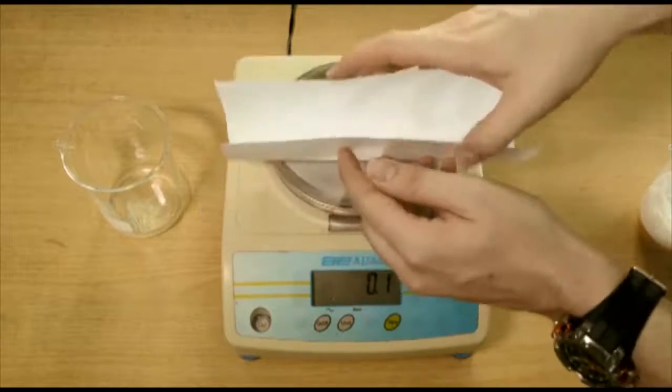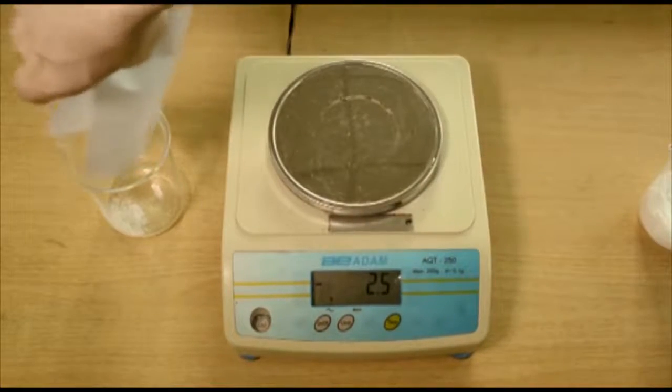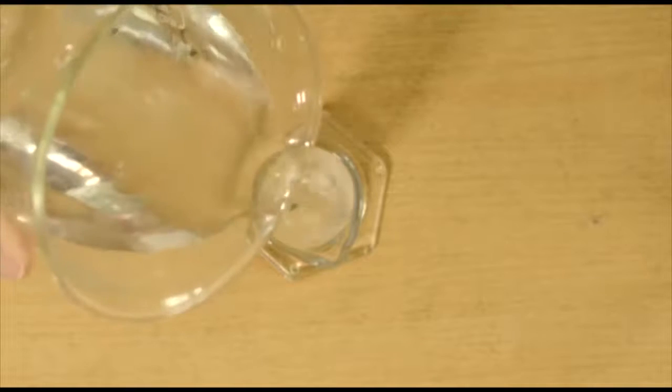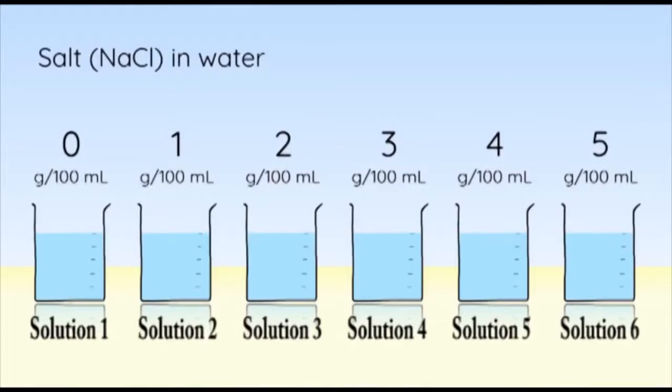Prepare 6 solutions of salt and water having different concentration. That means solution 1, 0 gram per 100 milliliter, solution 2, 1 gram per 100 milliliter, solution 3, 2 gram per 100 milliliter, solution 4, 3 gram per 100 milliliter, solution 5, 4 gram per 100 milliliter, and solution 6, 5 gram per 100 milliliter.